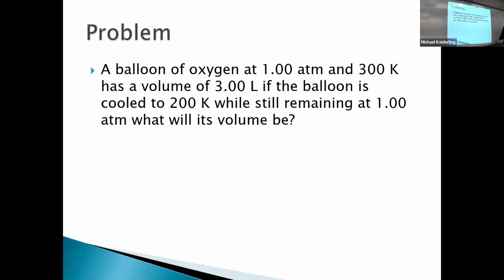Here we have a balloon of oxygen, so it's sealed. So again, N is constant at 1 atmosphere at 300 degrees Kelvin, and it has a volume of 3 liters. If the balloon is cooled down to 200 Kelvin while still remaining at 1 atmosphere, what will its final volume be?